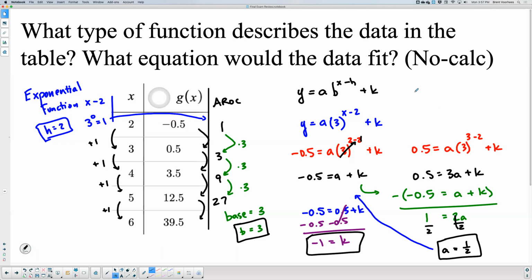So putting it all together, this is called g of x. I'll say g of x equals, our a was 1/2, our b was 3, to the power of x minus 2, minus 1 on the outside. There's your equation right there.